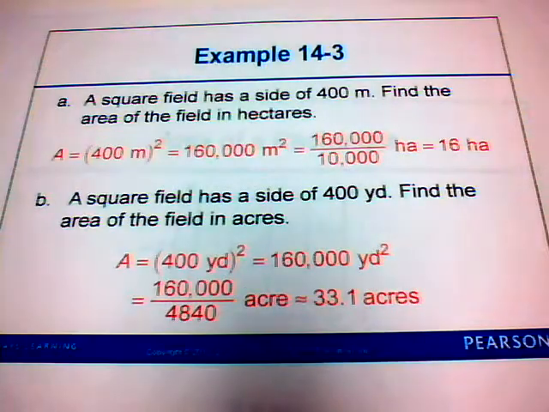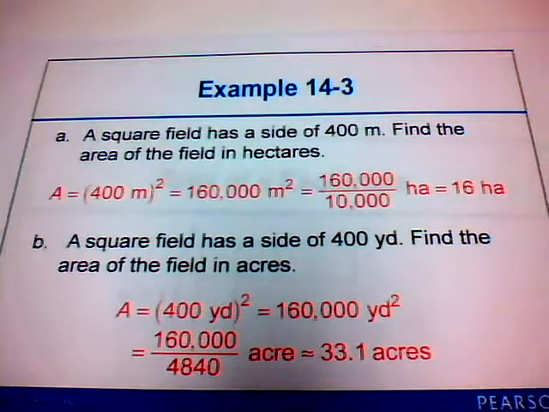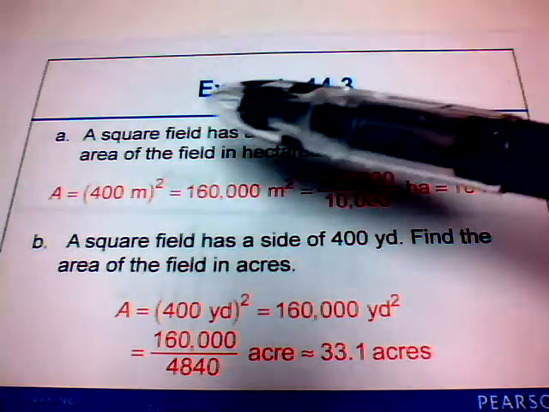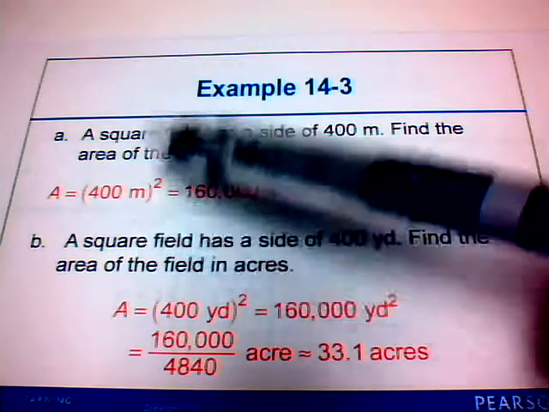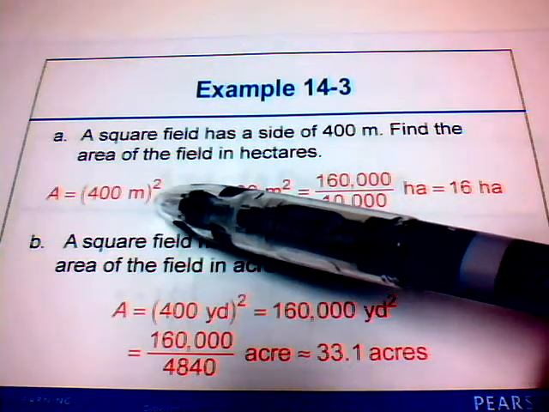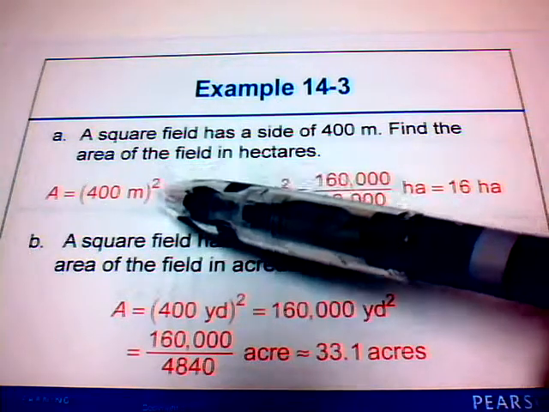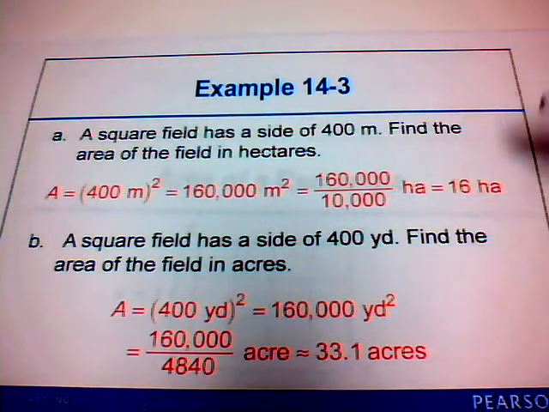So we'll use these to solve some of these problems like this. A square field has a side of 400 meters. Find the area of the field in hectares. In this case here, the area of a square is going to be the length of the side squared. So the length of that side is 400 meters. If we square the 400 meters, you're going to get 160,000 square meters. Now, we want to convert 160,000 square meters to hectares.